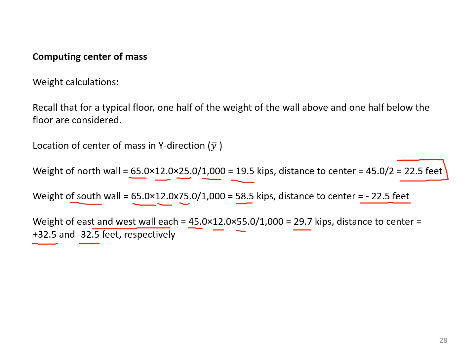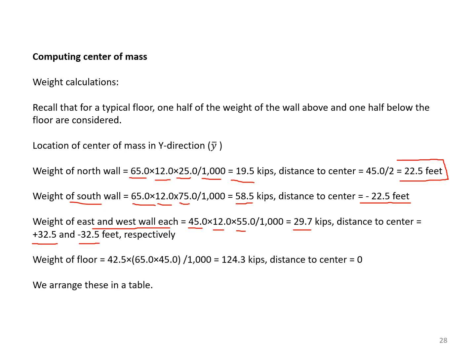Okay, now let's continue. It's a good idea to show these things in a table, but we have not forgotten the weight of the floor. 42.5 density, total size 45 by 65, and again divided by 1,000, you get 124.3. So what are the distances? The center of gravity is right at the center of geometry, so there is no distance in that. Distances are 0.